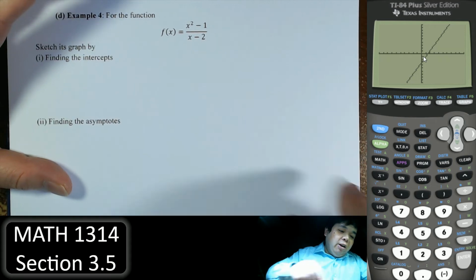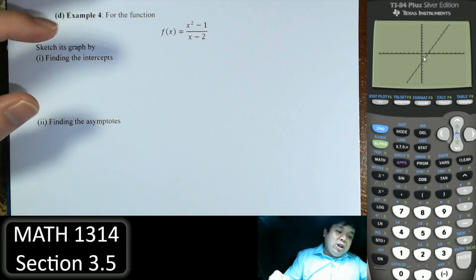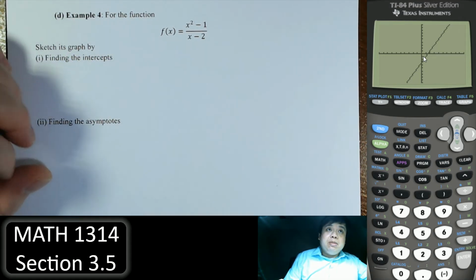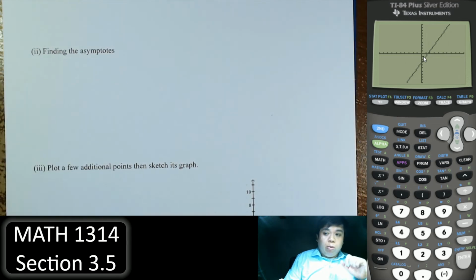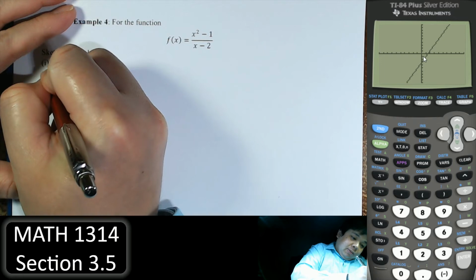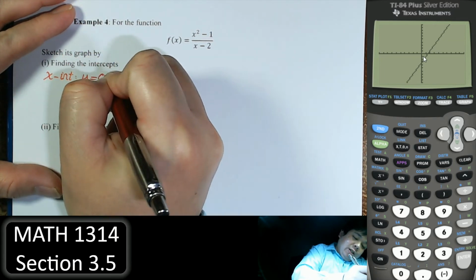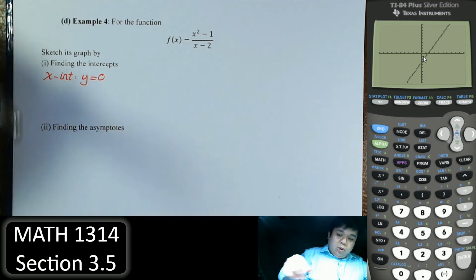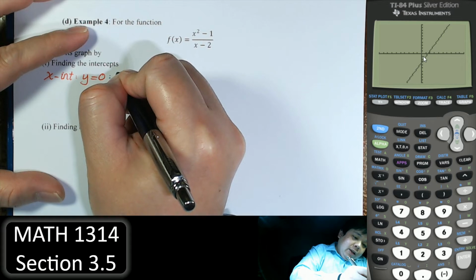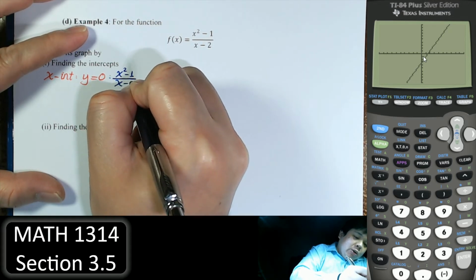Right. For the function x squared minus 1 over x minus 2, we'll try to sketch the graph by finding the intercept, the asymptotes, and if it's not enough, we plot a few more points. Right, intercept. X-intercept is where we let y equal to 0. So we have x squared minus 1 over x minus 2 equal to 0.